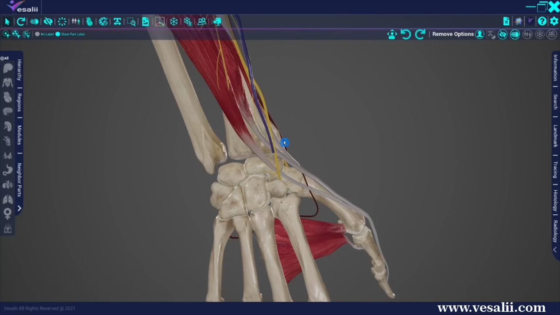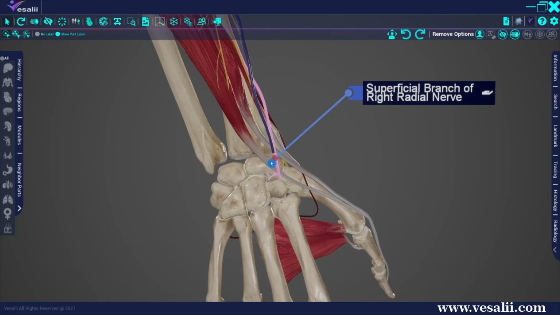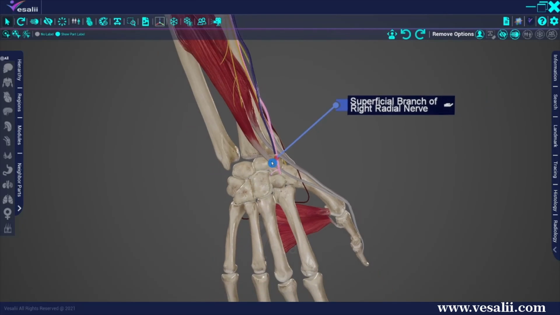The radial pulse can be palpated in the anatomical snuff box as the radial artery crosses the anatomical snuff box and then turns medially to pass between the heads of adductor pollicis. The superficial branch of the radial nerve, found in the subcutaneous tissue of the anatomical snuff box, innervates the posterior surface of the lateral 3½ fingers and the associated area on the dorsum of the hand.